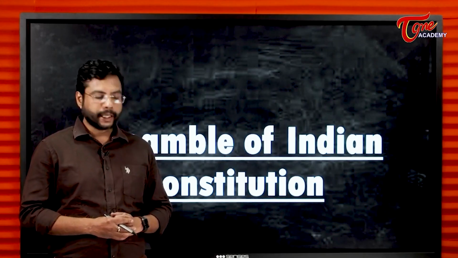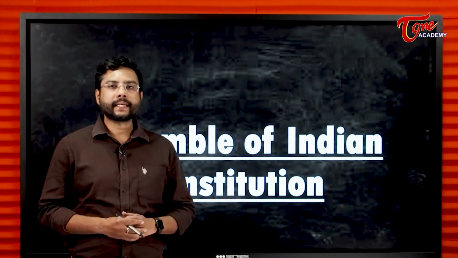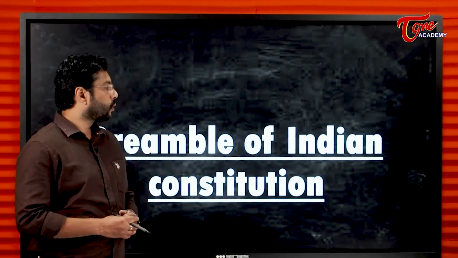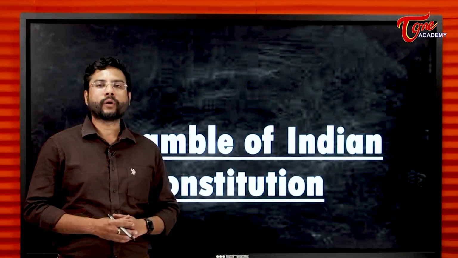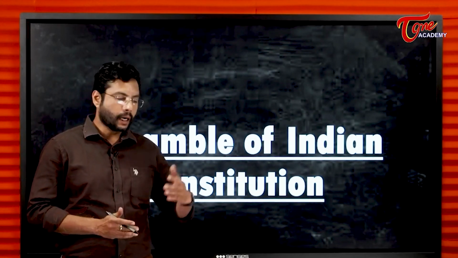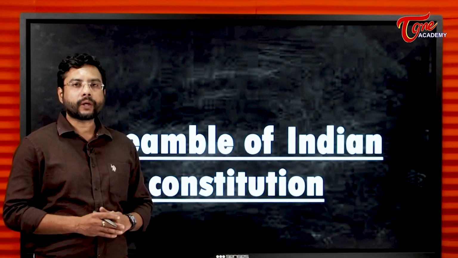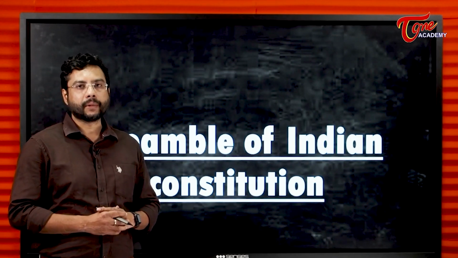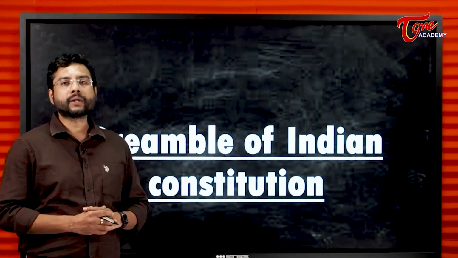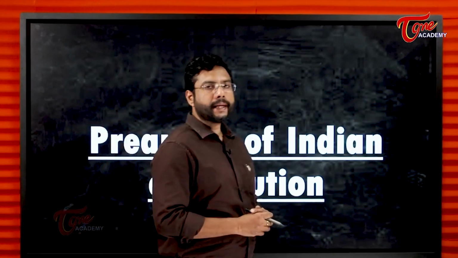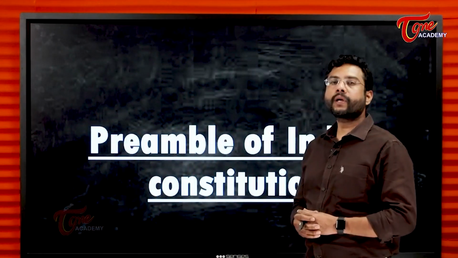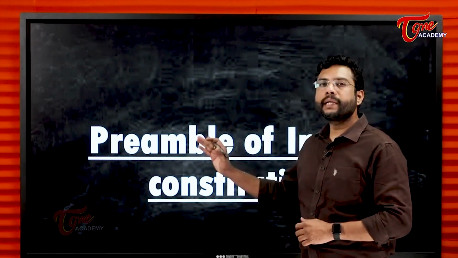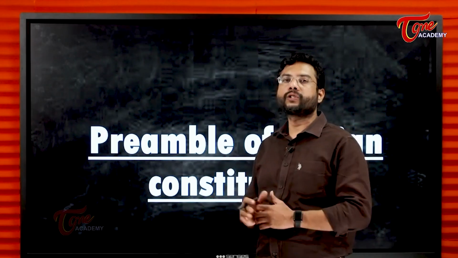The Objective Resolution introduced by Jawaharlal Nehru in the year 1946 forms the basis of the preamble to our Constitution. So we need to know the meaning of the preamble, the characteristics of the preamble, what it consists of, and the major terminologies in the preamble. The preamble becomes the entire source of our Indian Constitution. We can easily interpret what the Constitution is just by reading the preamble. It gives us a gist of the entire Constitution.